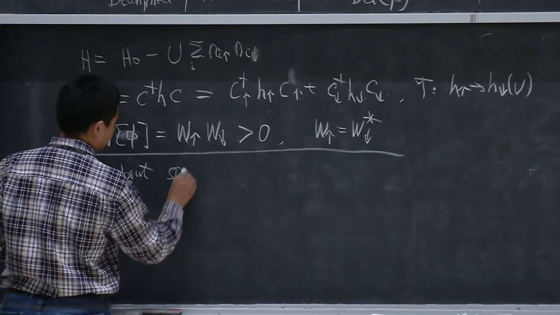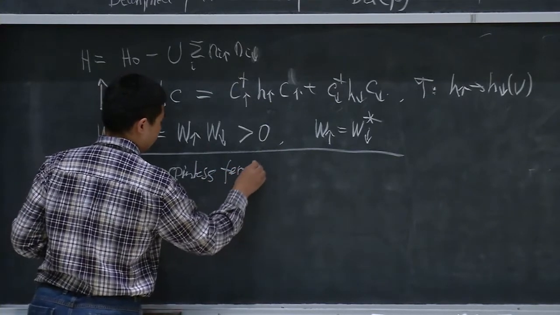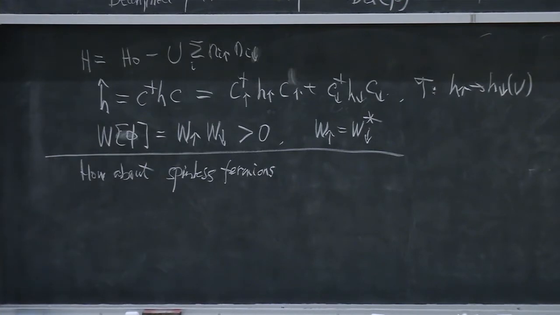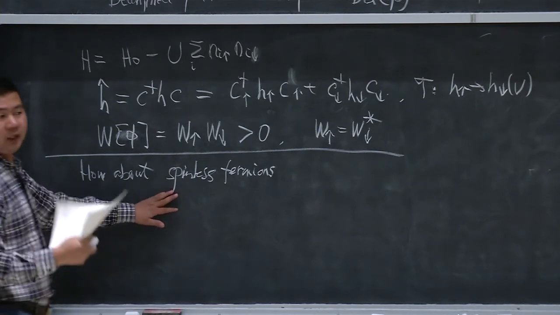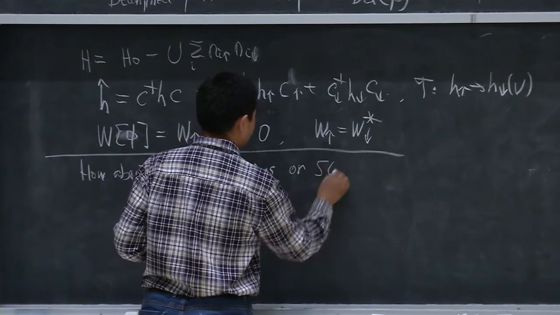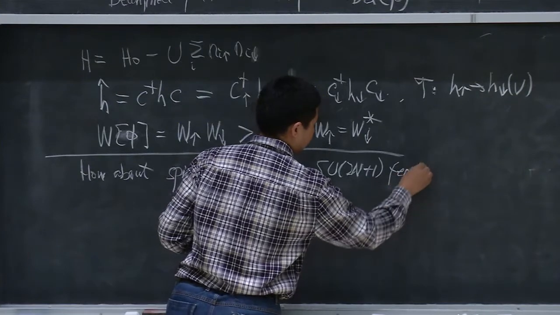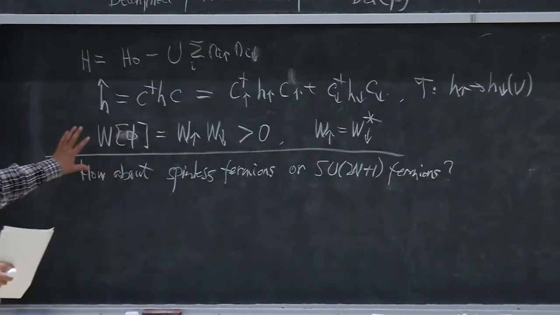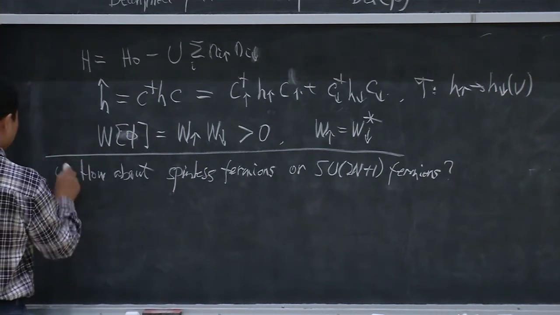So how about spinless fermions? If we want to simulate a quantum many-body system which consists of spinless fermions instead of spin-1/2 fermions or SU(2n) fermions, or SU(2n+1) fermions, SU(3) fermions, then for this situation, how do we solve the sign problem? Is there any way to solve the sign problem? This is the first question.